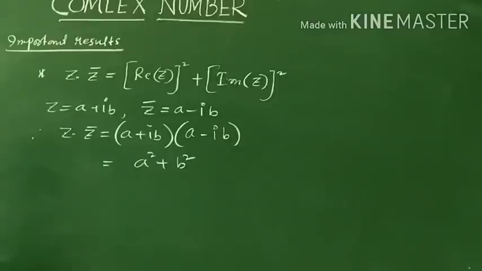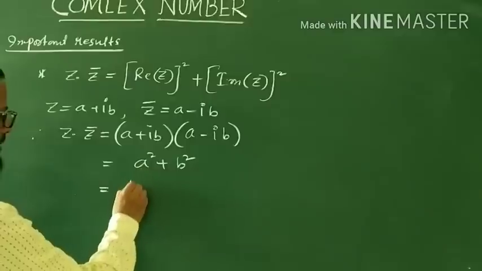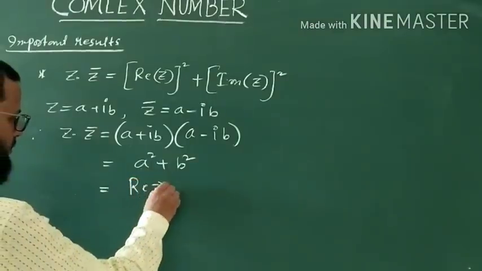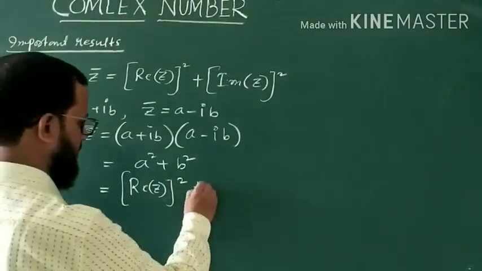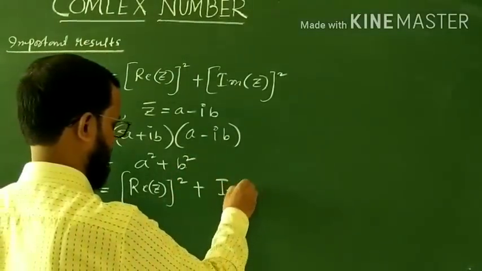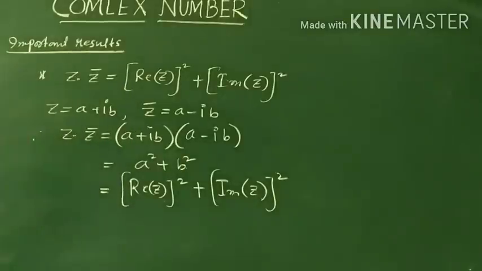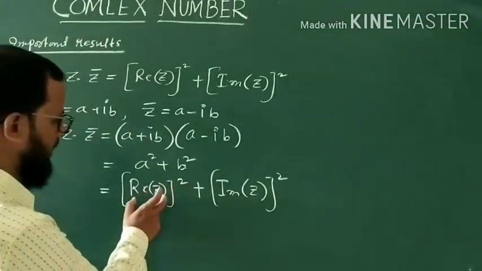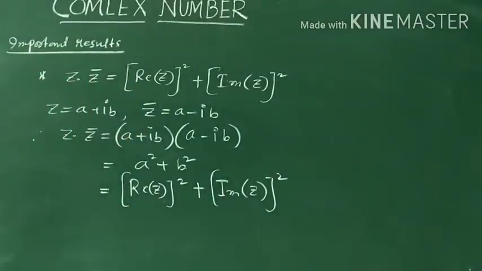Many of you consider ib as the imaginary part, it is wrong. b is the imaginary part. Okay, so a equals the real z whole square, okay, and b is imaginary z whole square. So this is an important result. Whenever you take the product of a complex number with its conjugate, you square the real z plus square the imaginary z, and then you get the result easily. Okay.